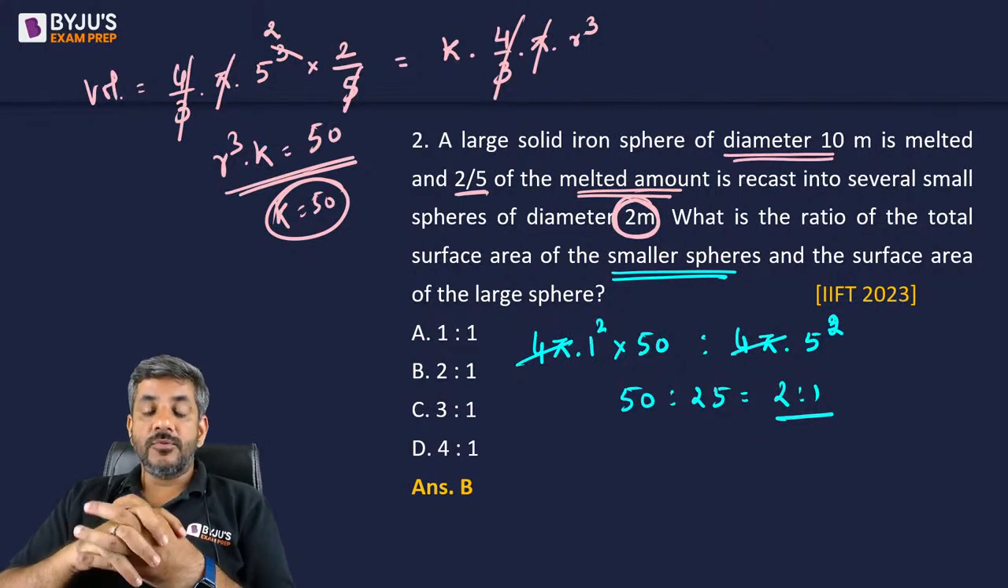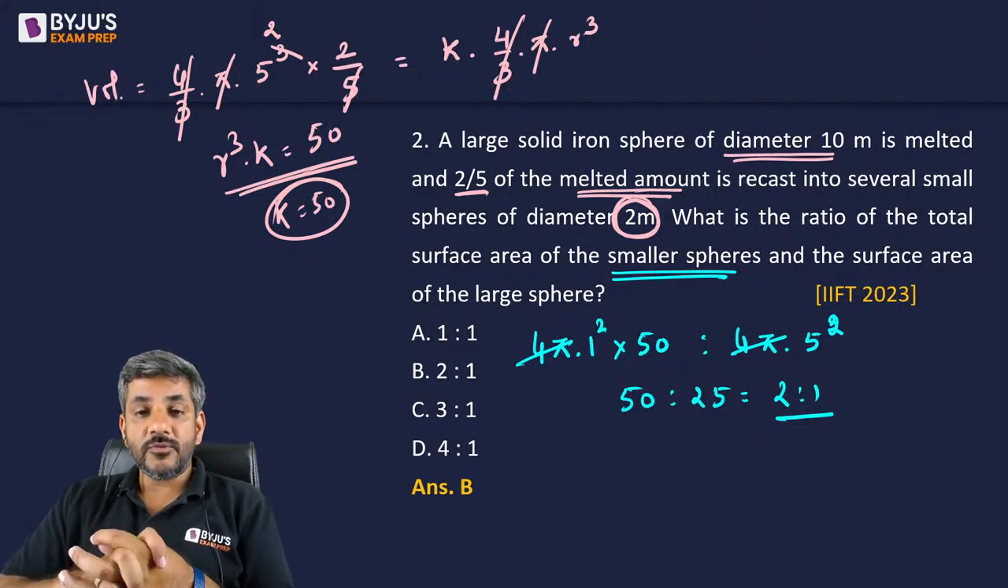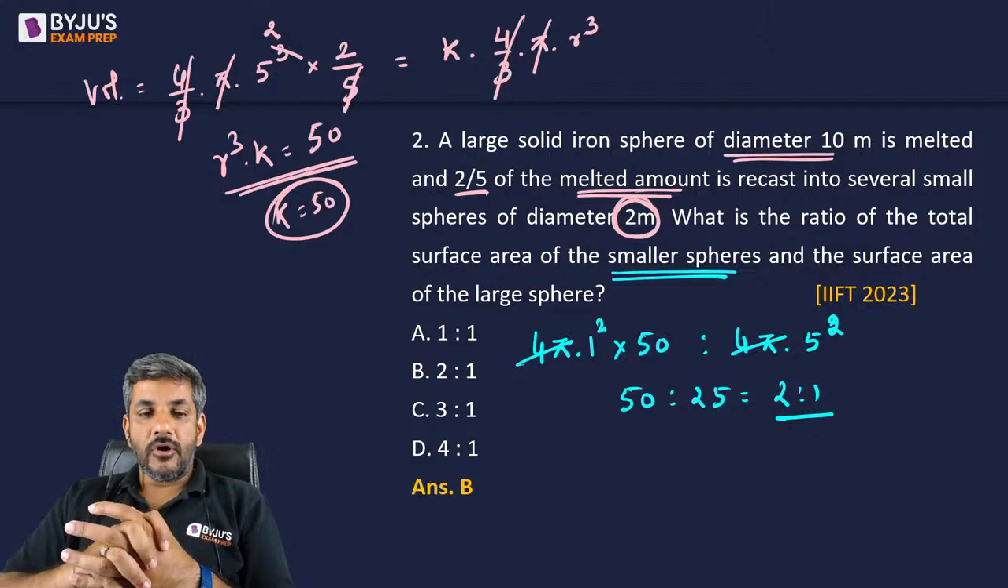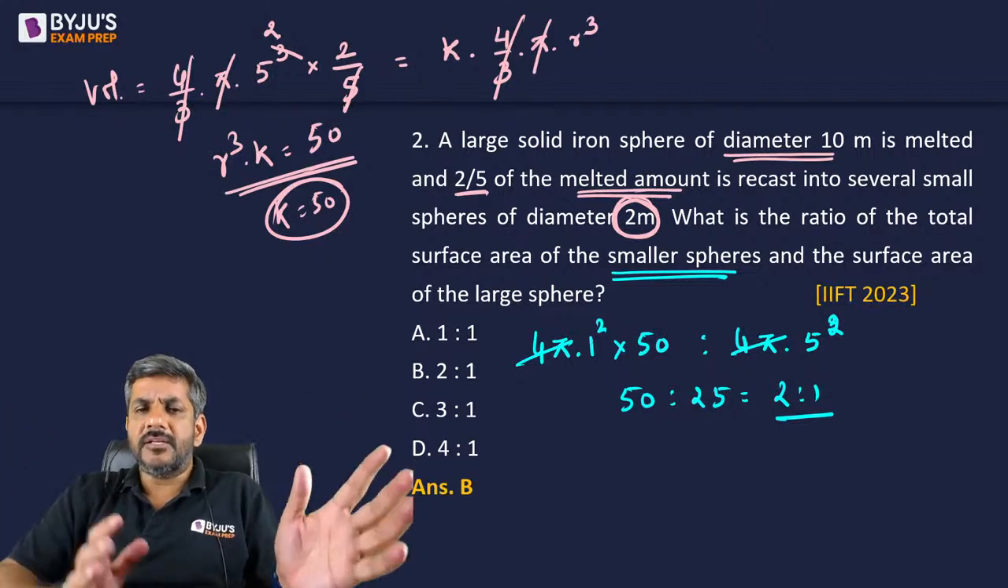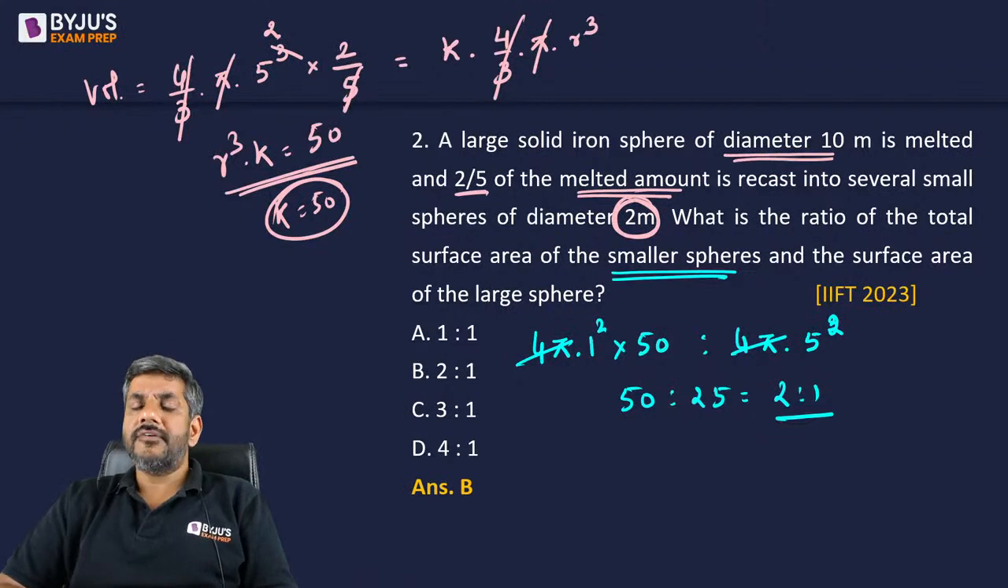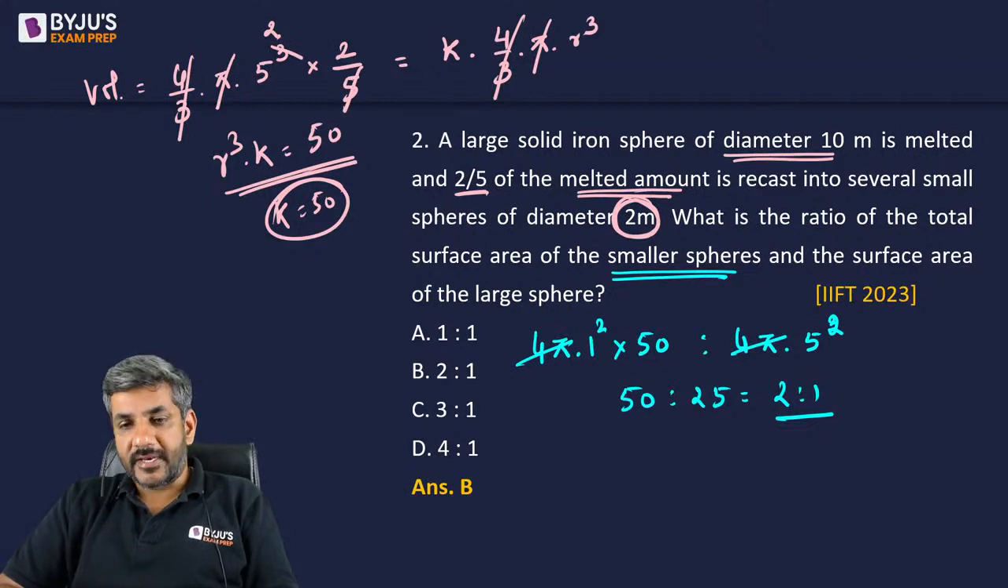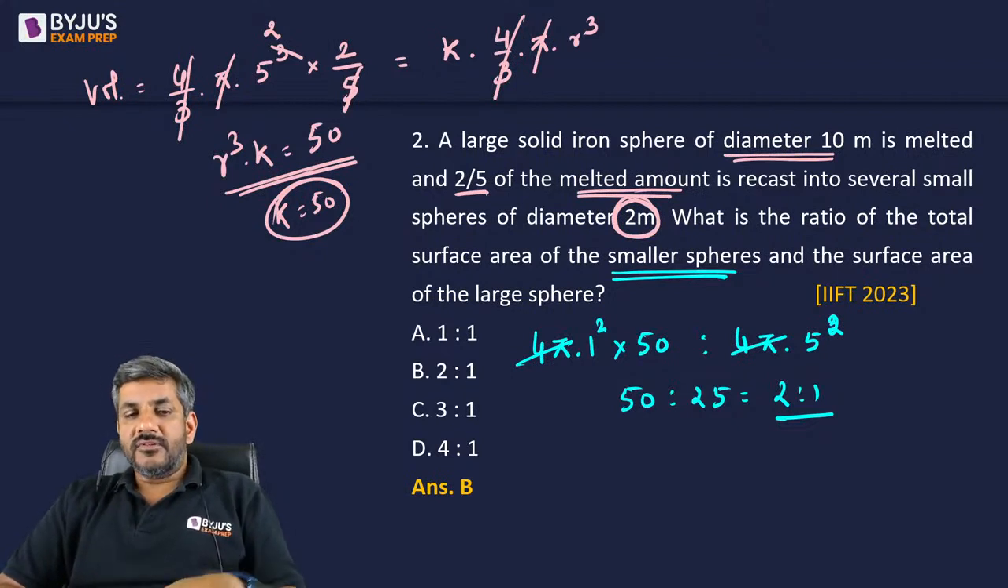B option, that is 2 is to 1, is the correct answer for this question. I'm sure all of you understood this question now. समझ आ गया होगा सब लोगों को, right? I would say it's a routine question from mensuration. If you have studied mensuration, तो इस तरह के questions काफी commonly हम लोग discuss करते हैं class के अंदर. It's that kind of question that has been asked in IIFT 2023. So that was question number 2.